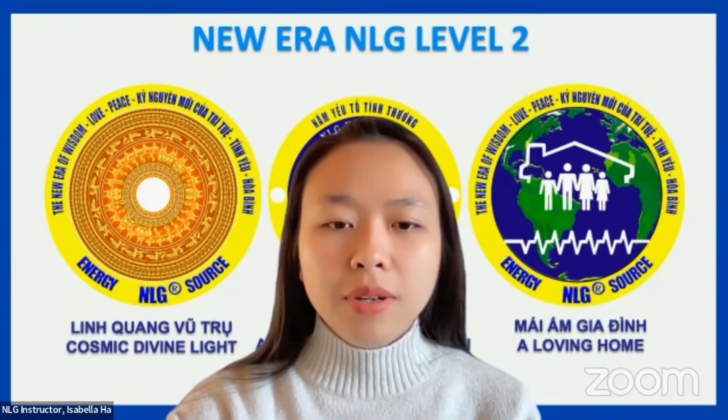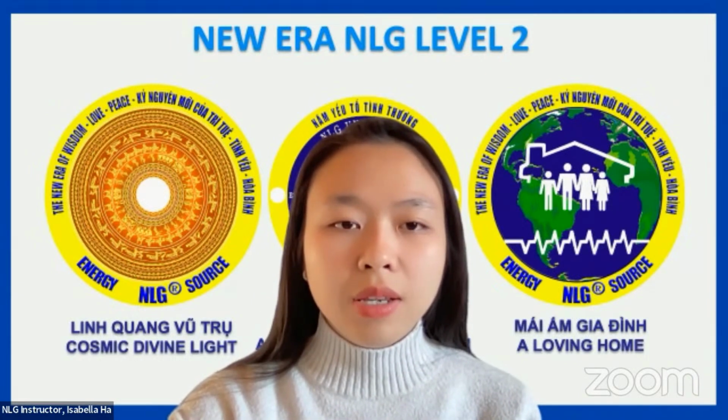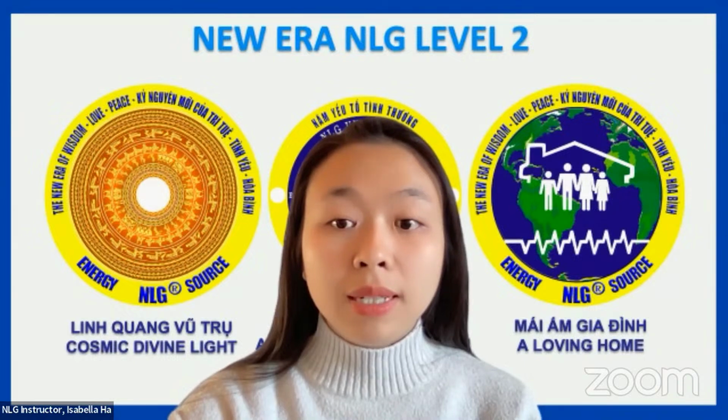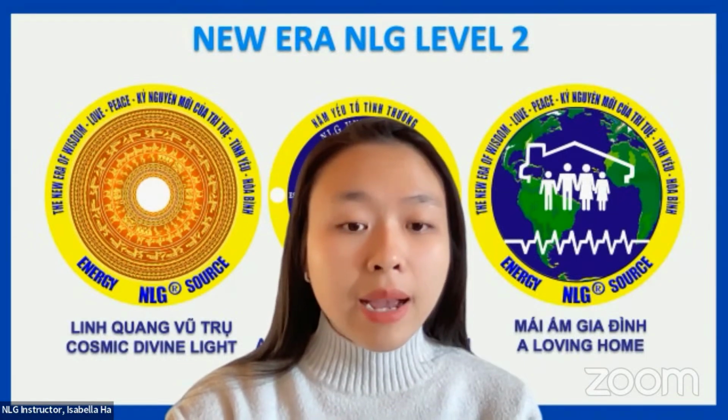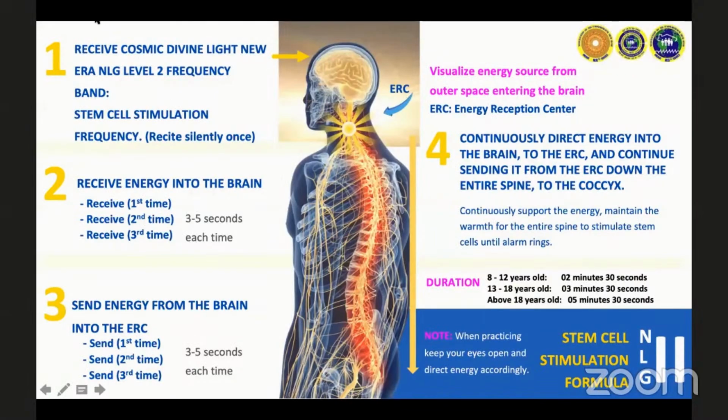All right, so now let's practice the stem cell stimulation formula together. I will read it out to you, okay? And I will also leave this formula on the screen like this so that you can just recite along in your head. We'll practice it so that you understand the pace of how to practice it. I will set my timer to 5 minutes and 30 seconds. Okay, let's get started, everyone.